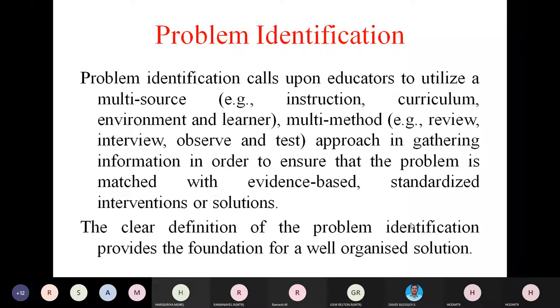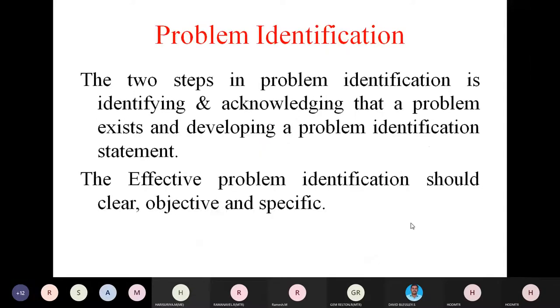In the problem identification, we have to identify the root cause for the particular problem. The root cause should be addressed so that we can easily give the solution to the problem. Normally, in the problem identification, there will be two steps. The first one is identifying and acknowledging that a problem exists.